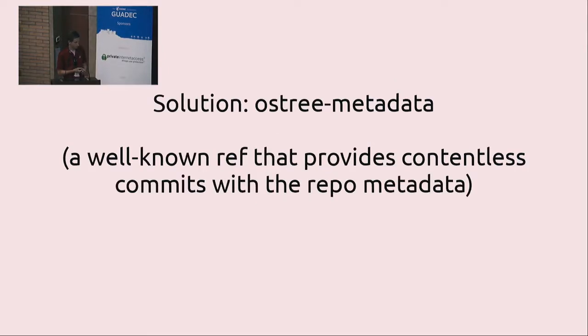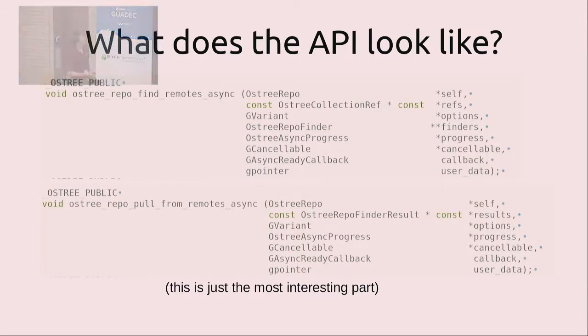The idea that was come up with was to use just a well-known ref that doesn't have any content on it and just use the commit metadata to store that repo metadata. And that way, because commit metadata is signed, you can redistribute that for each remote. And then you can use unsigned summary files, because you can generate your summary file that has a valid list of all the refs from different remotes that you're mirroring. And it doesn't matter that it's unsigned because the part that matters for security, which is the metadata, is signed when the commit metadata is signed. Hopefully that didn't get too deep in the details. And speaking of details, this is the part of the API in libOSTree. There's a lot of it, but this is just the part that's kind of interesting.